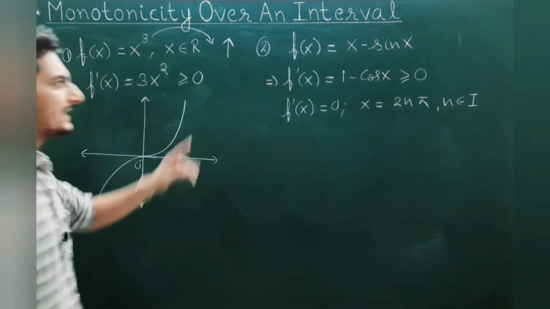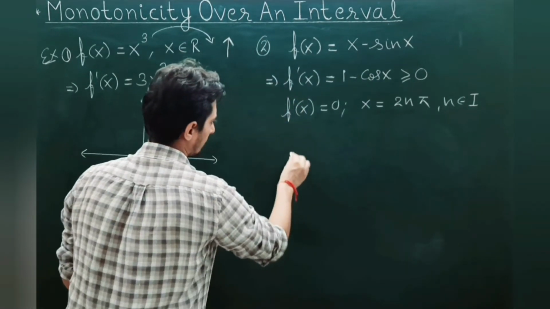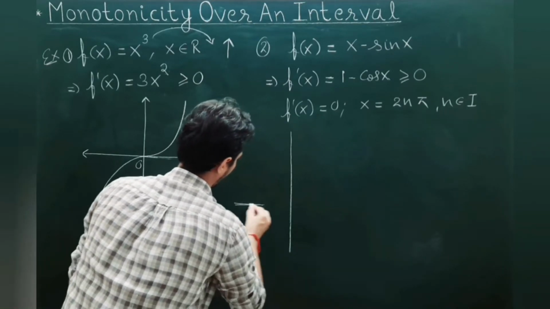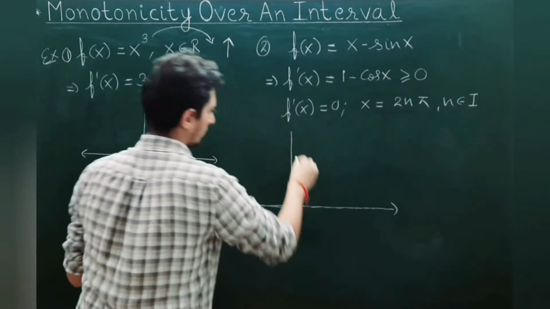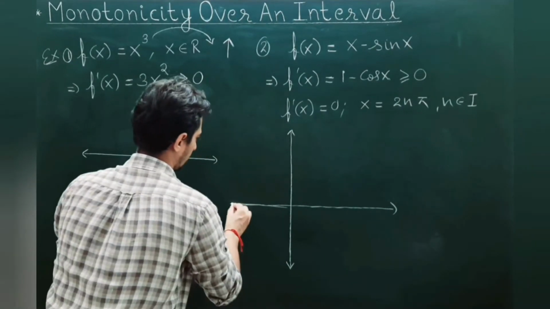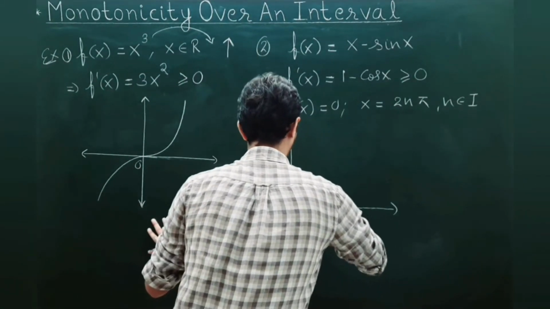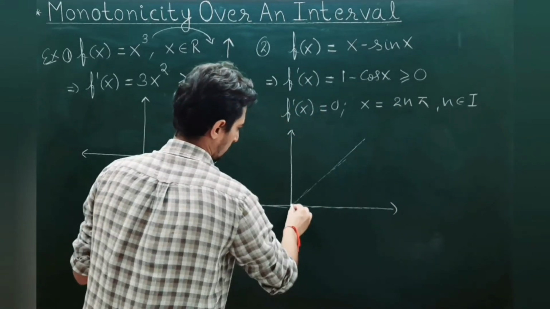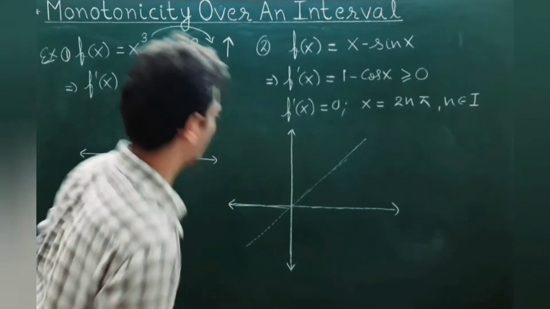You can also see its graph. The graph of x minus sine x will be like this. Here also f'(x) is greater than or equal to 0. So therefore it is going to be a strictly increasing function. Okay, so this is x minus sine x. Let me try to draw it. Its graph will be like this.